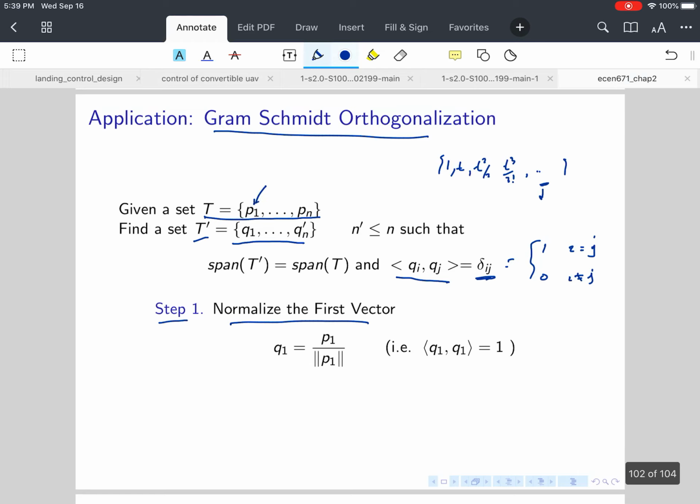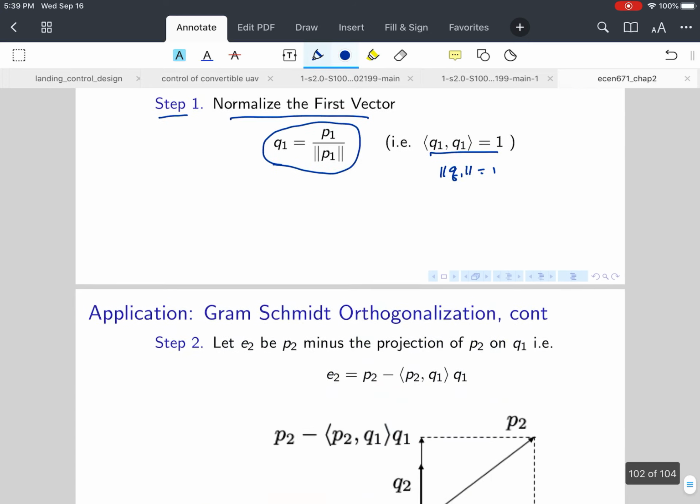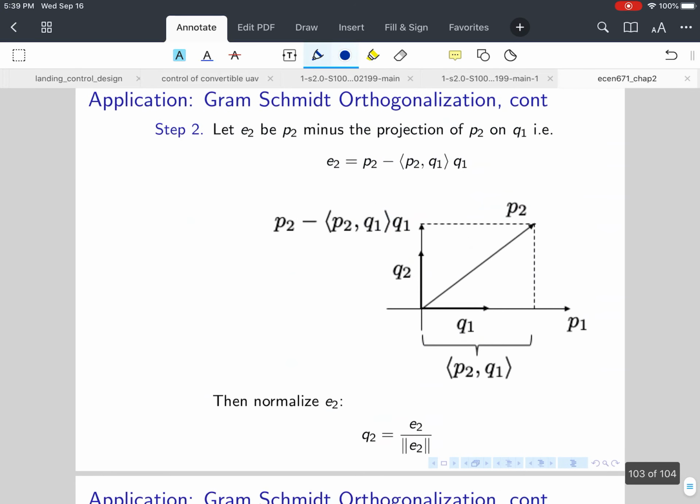So we're going to just pick out P1 from this set, and we're just going to divide it by its norm. And so we know now that Q1 is at least unit length, right? So this says that the norm of Q1 is equal to 1. All right. Now, the next step.